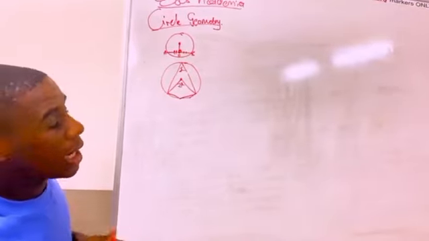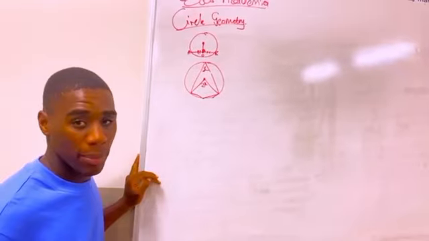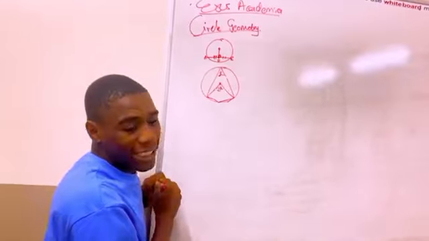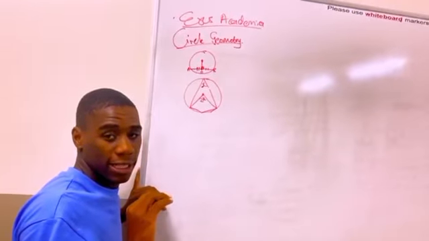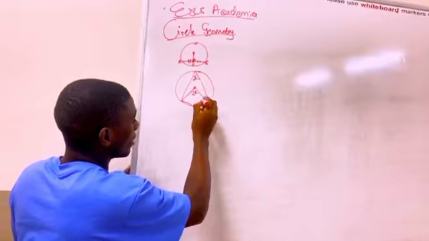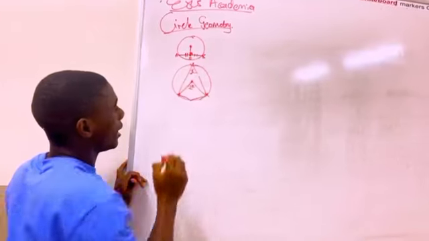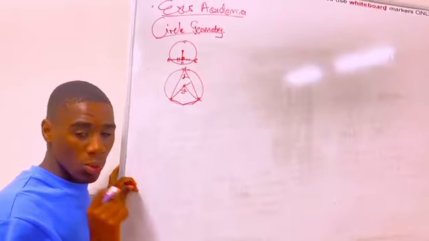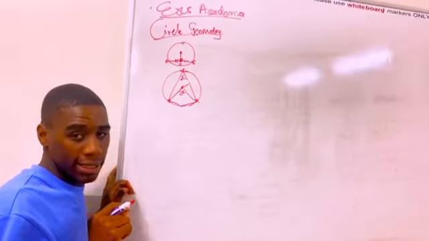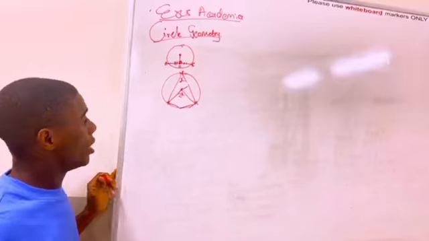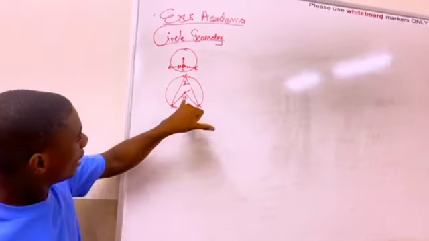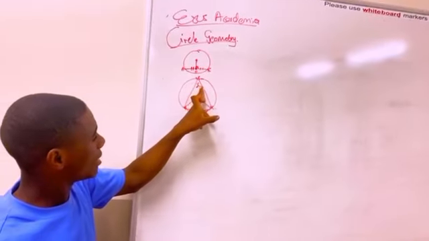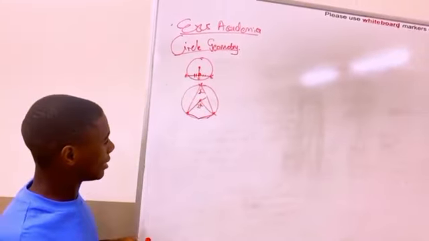Someone can ask, when does the angle at center theorem apply? It applies when the 3 vertices of the concave kite are on the circumference. 1, 2, 3 are on the circumference, and 1 is at the center. That's where we say the angle at center theorem applies. We say the angle at center is twice the angle at circumference, or you can say the angle at circumference is half the angle at center.